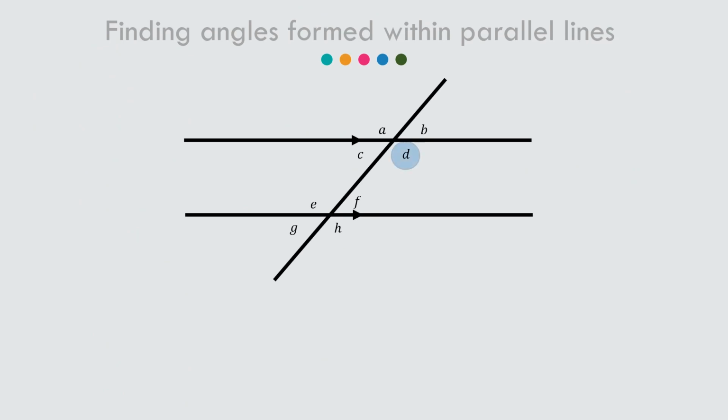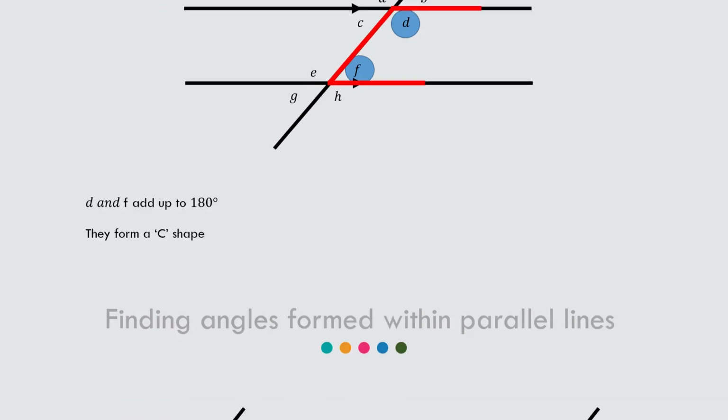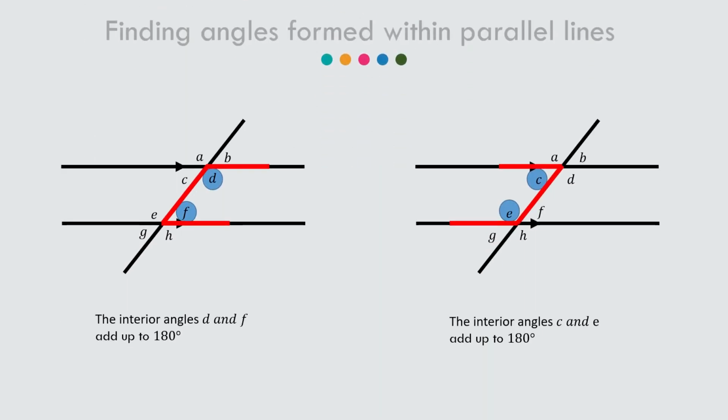Here the relationship between D and F is that they add up to 180 degrees. They form a C shape. Here are two C shapes. The interior angles D and F add up to 180 degrees. The interior angles C and E add up to 180 degrees.